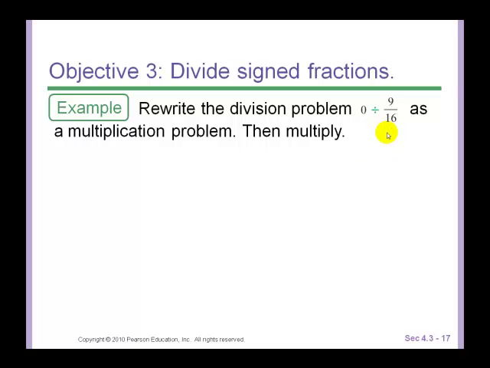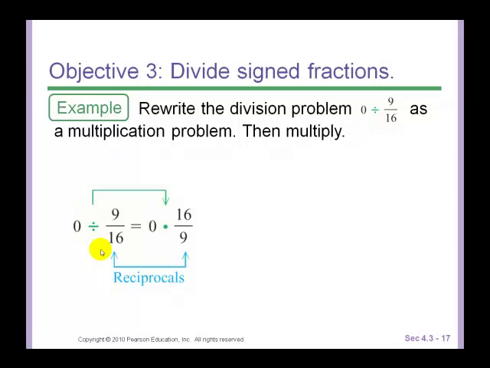0 divided by 9/16. This is fine. This is 0 times the reciprocal 16/9, but 0 times anything is simply 0.